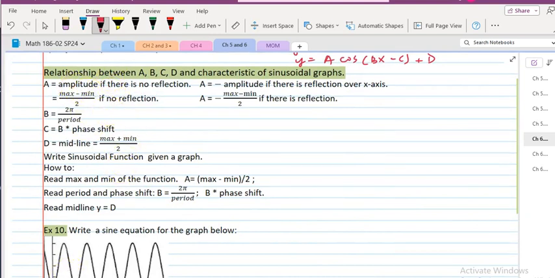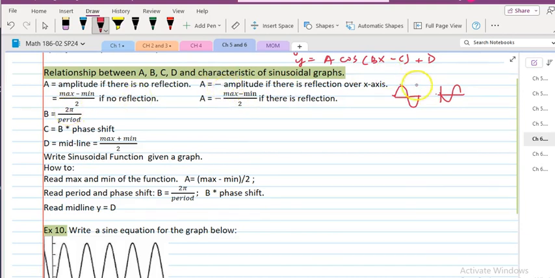Amplitude is how far the graph is from the midline. So if there's no reflection, meaning the graph of sine goes from the x-intercept to the maximum, then the amplitude is equal to A. And if there is a reflection, namely you see your graph going down first and then up for a sine graph, then you know that there is reflection and your A would be negative.